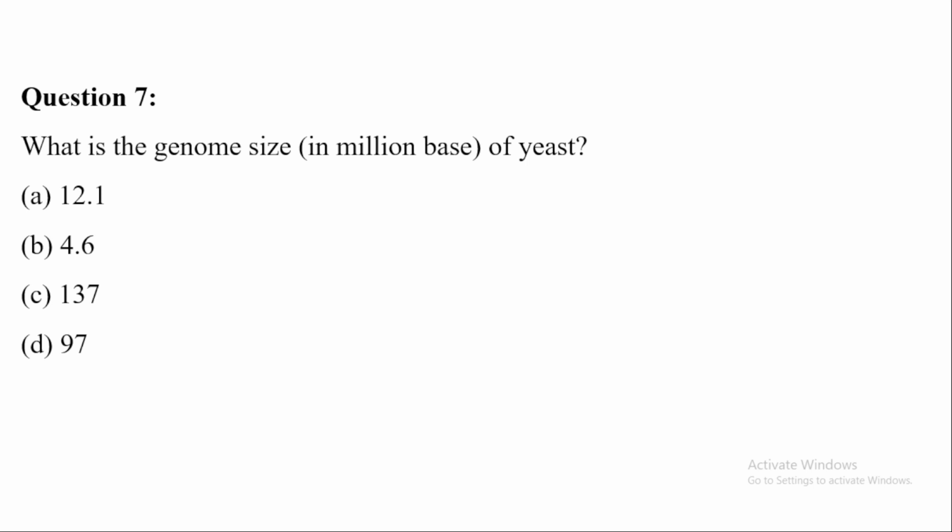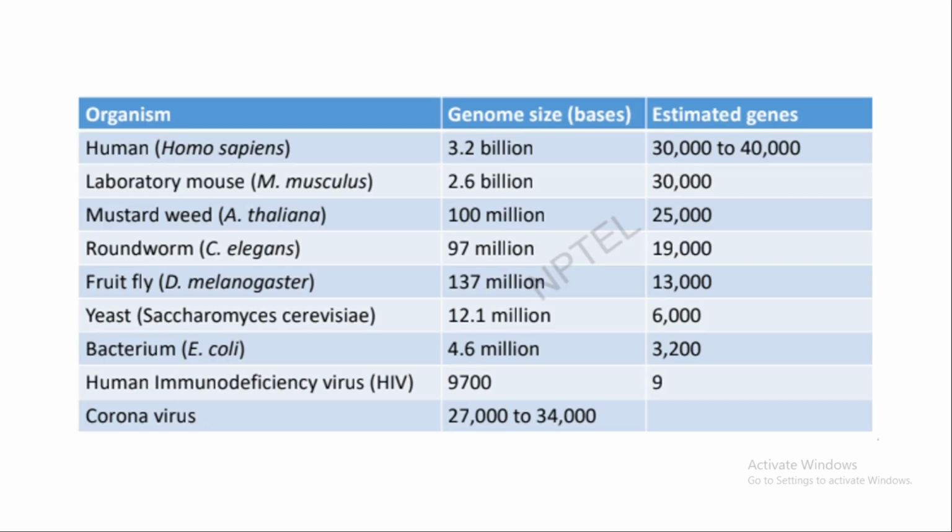So you should have an idea of the genome size of most of the model organisms. Yeast and many other organisms are used as model organisms in the lab. So you should know the genome size of these organisms and their comparison with human genome size. The scientific name for human is Homo sapiens, and the genome size of human is 3.2 billion, so 3.2 times 10 raised to the power of 9 bases. It's a huge genome, and almost 30,000 to 40,000 genes are present in the human genome.